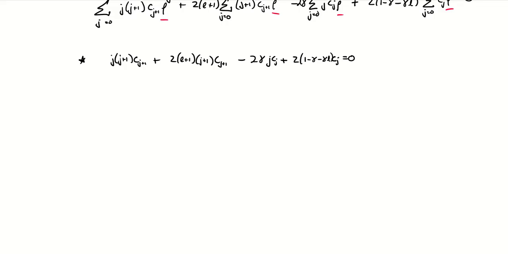So if we do that, bring all the C_{j+1}s to one side and the Cjs to the other side, we end up with C_{j+1} is equal to 2γ(j + l + 1) − 2 all divided by (j+1)(j + 2l + 2) all times Cj.